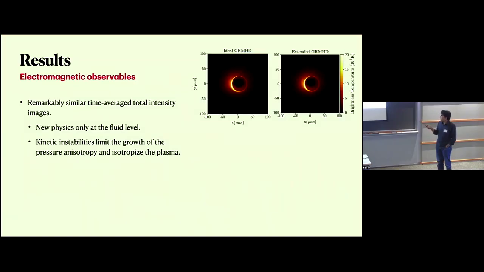One, which may or may not be surprising, is that you see that the time average structure of your flow and also of the observed images are remarkably similar. And you can understand this in maybe 2 ways. One is that this new physics that you have introduced is ultimately only at the fluid level and not at the post-processing level, where you have the electrons that are actually doing all the synchrotron emission. And I'm going to talk more about that later, next, to sort of motivate the second part of my talk.